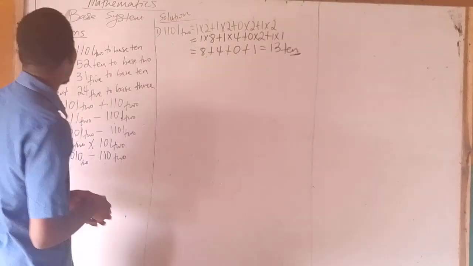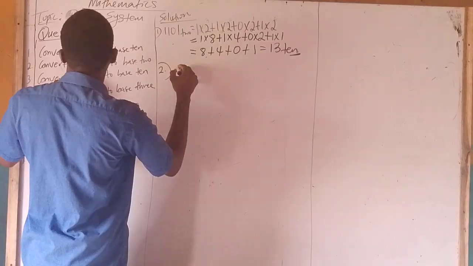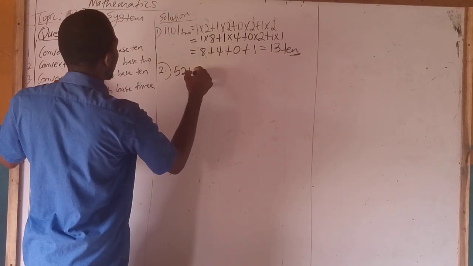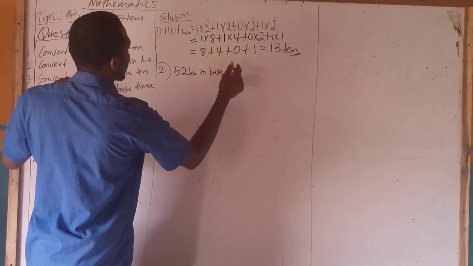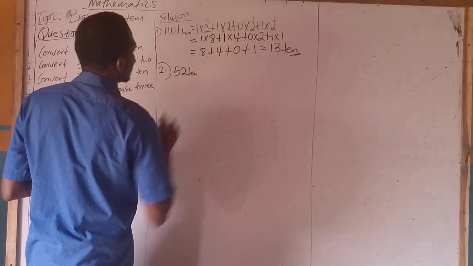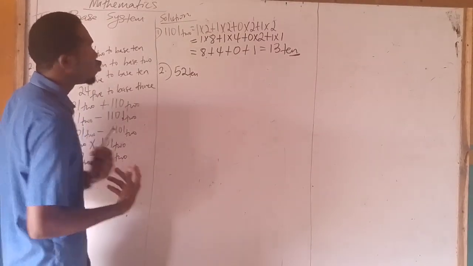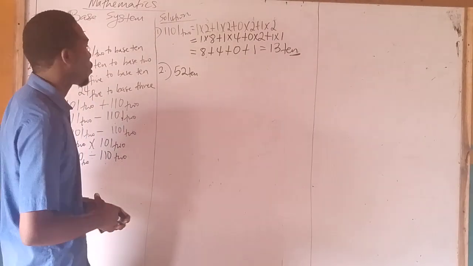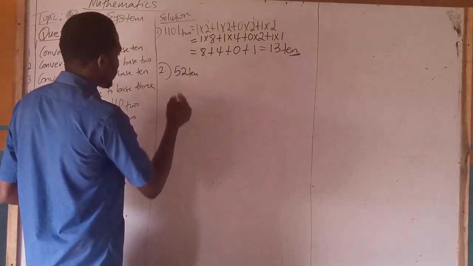So we are going to take the next example, which is: convert 52 base 10 to base 2. Okay, so we are converting this 52 base 10 to base 2. Now how do we do that? We use the LCM method. So I'm going to be doing the LCM method for this.